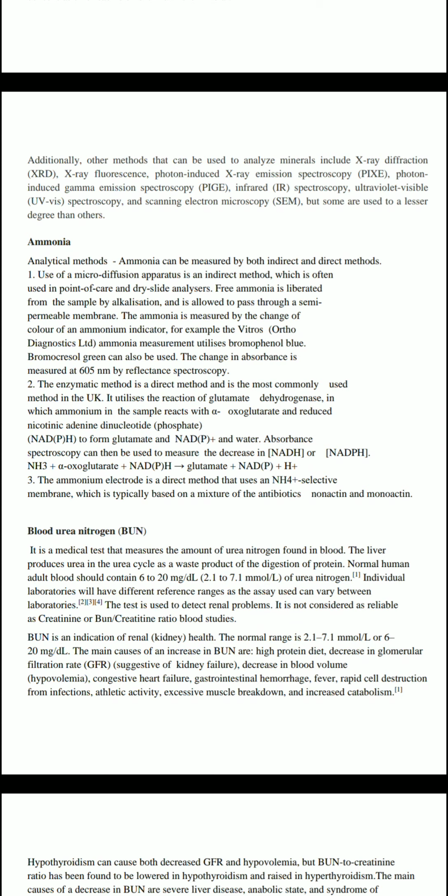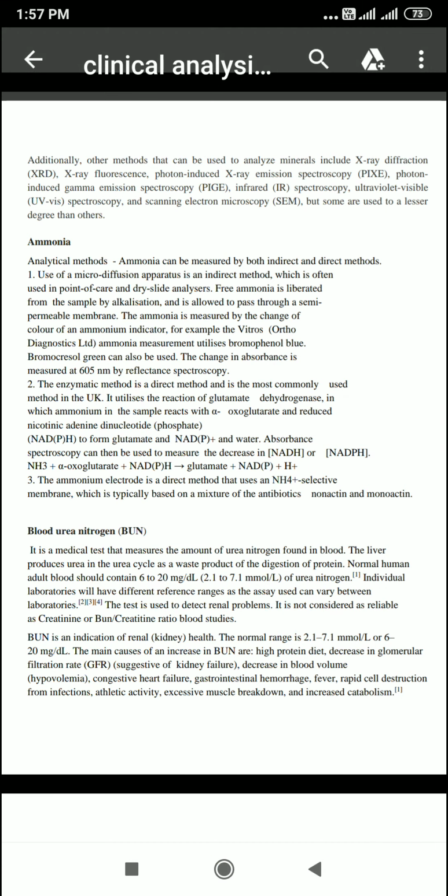For example, the Vitros, that is Ortho-Clinical Diagnostics, ammonia measurement utilizes bromophenol blue. Bromocresol green can also be used. The change in absorbance is measured at 605 nanometers by reflectance spectroscopy.